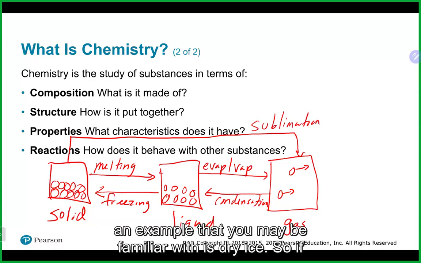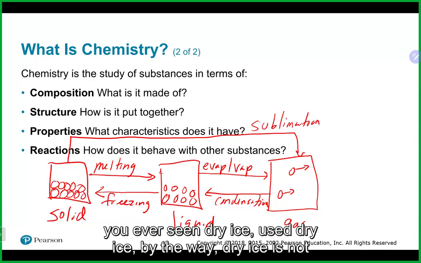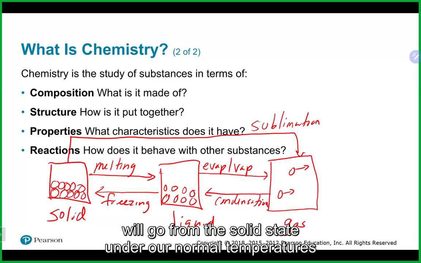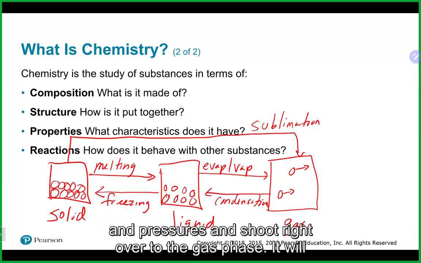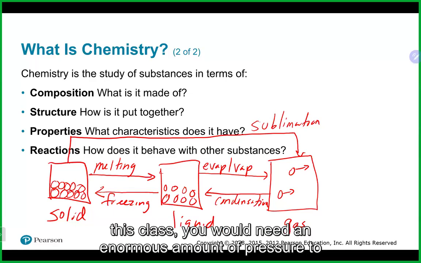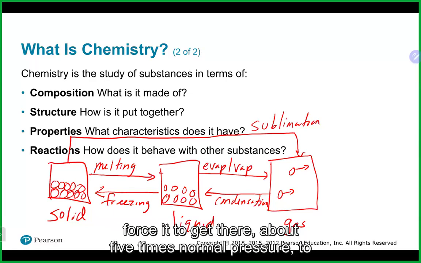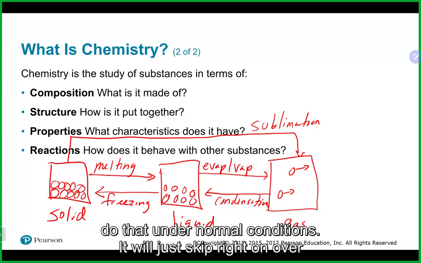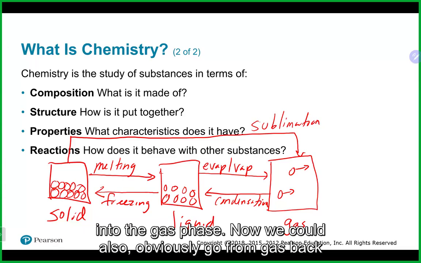Probably an example that you may be familiar with is dry ice. So if you've ever seen or used dry ice, by the way, dry ice is not water. It is carbon dioxide, CO2. But dry ice will go from the solid state under our normal temperatures and pressures and shoot right over to the gas phase. It will never go into the liquid phase. For reasons we don't get into in this class, you would need an enormous amount of pressure to force it to get there, about 5 times normal pressure to get dry ice to go into the liquid phase. So it will not do that under normal conditions. It will just skip right on over into the gas phase.